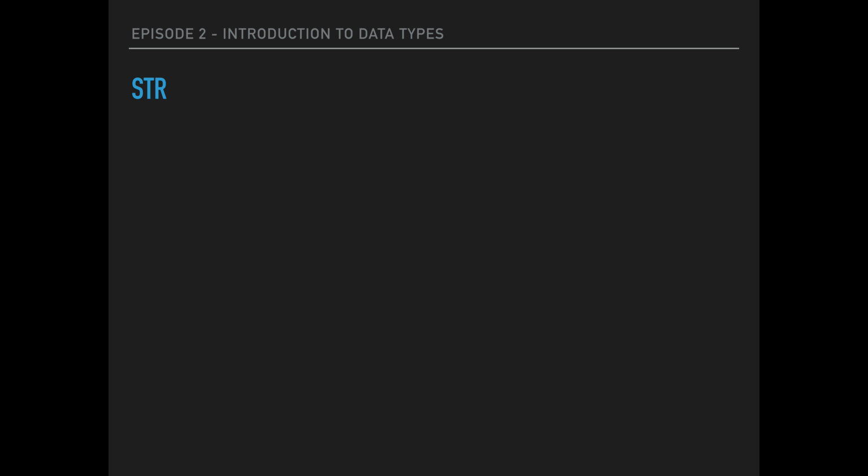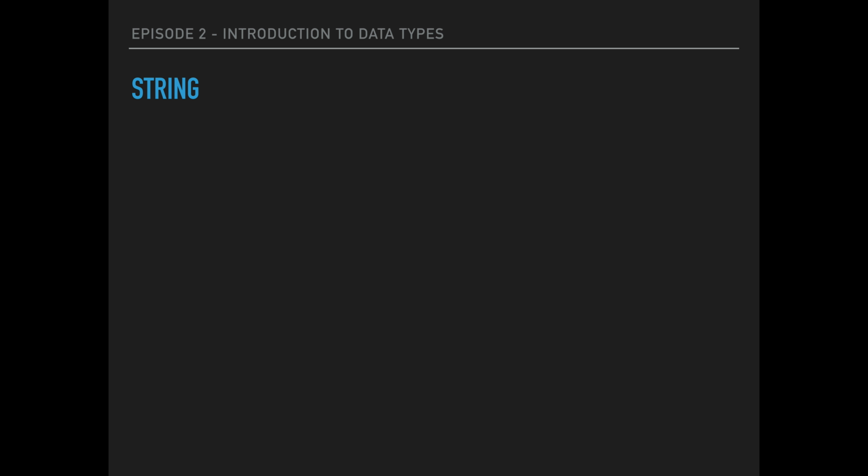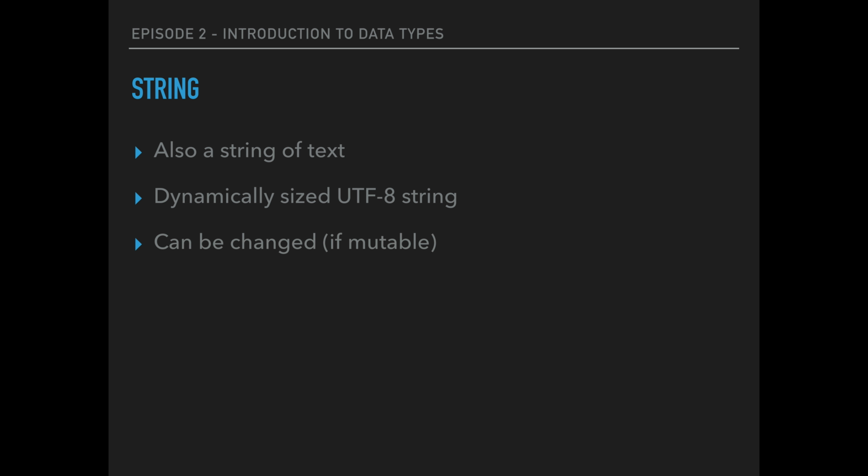So we have 2 different strings. The first one is str, and it's a string of text. And the str is a fixed size, and this needs to be known at compile time. And it can't be changed after assignment, so it's immutable. The next string type is called String, and it's also a string of text. This is a dynamically sized UTF-8 string, and this can be changed if you make it mutable.